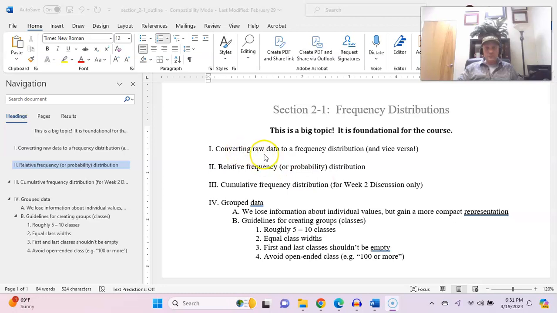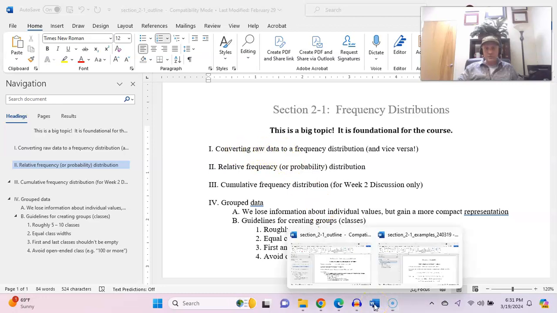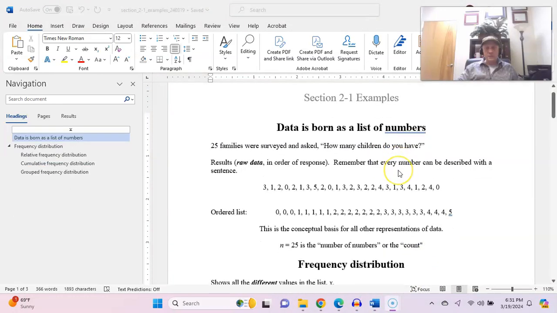So let's start with the basics, converting raw data into a frequency distribution, and so we can define this key term today. So I'm going to be referring to some examples that I wrote over here on this sheet. Data is born as a list of numbers. So let's talk about lists for a minute before we convert them into a frequency distribution.